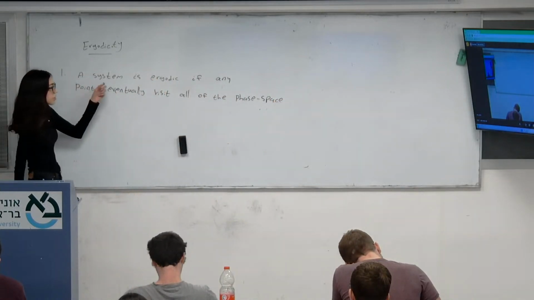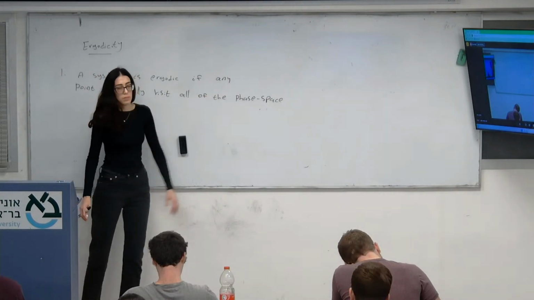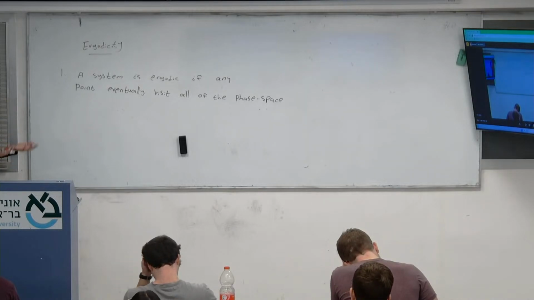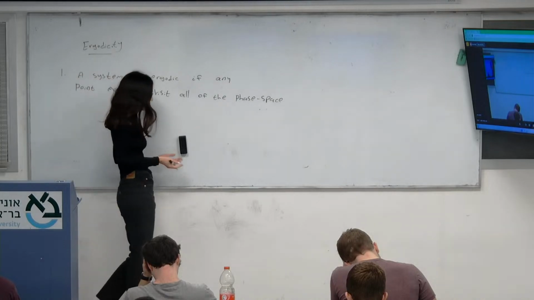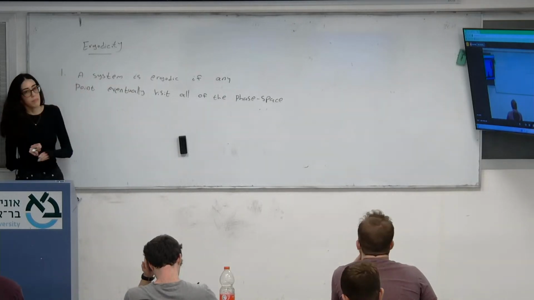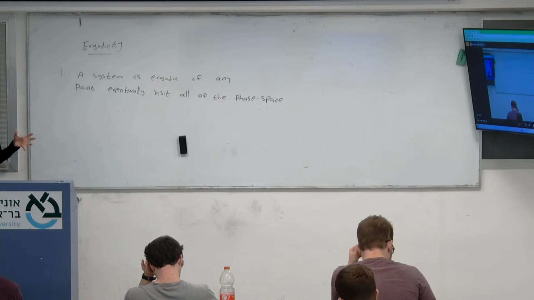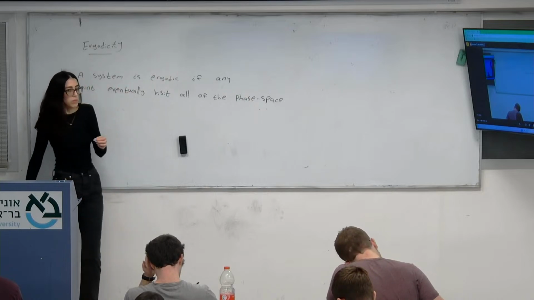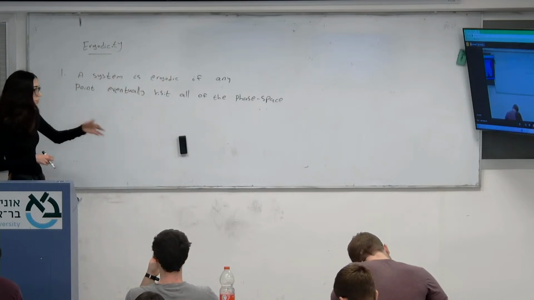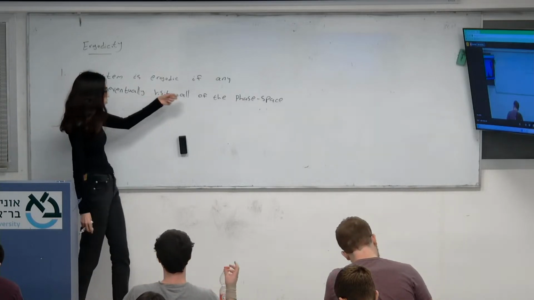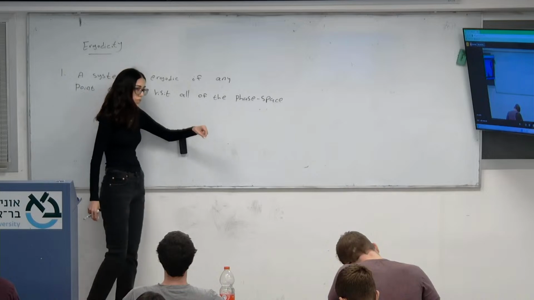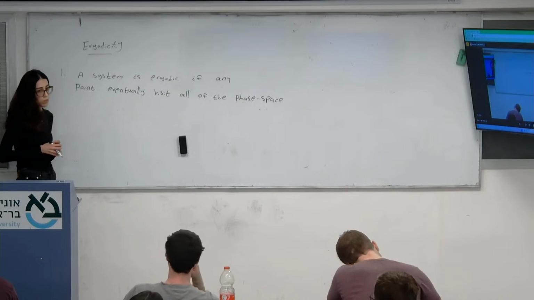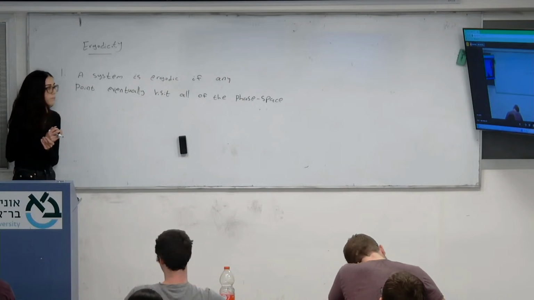A system is ergodic if any point eventually visits all of the phase space. I wrote a bit longer definition in the notes, but basically it means that I have the phase space defined by all of the possible states that the system can be in, and I start from some initial condition. If I let it evolve for enough time and it eventually visits each one of the available states in the phase space, it means that it's ergodic. If not, then it is not.